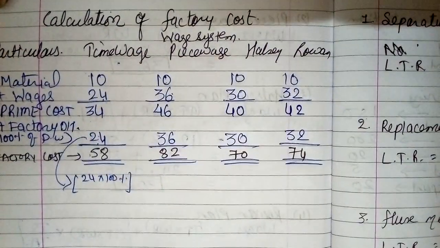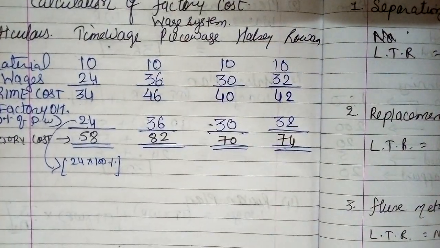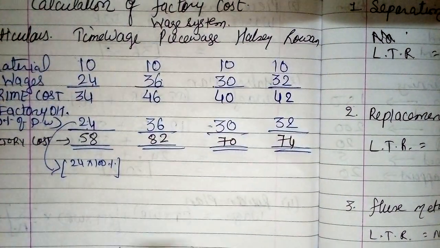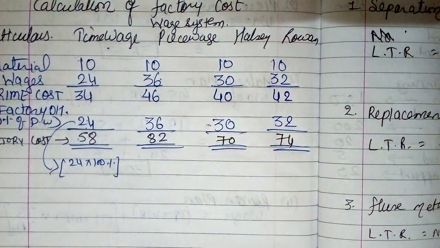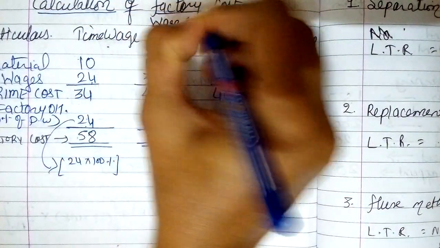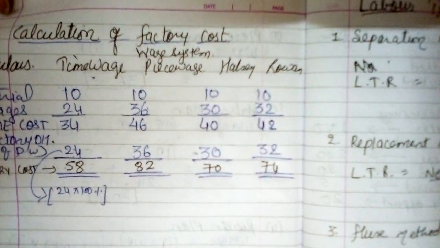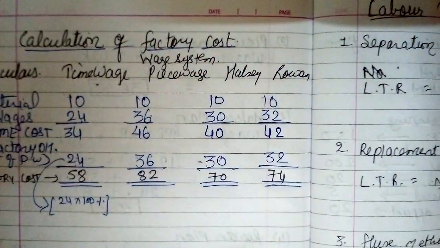Alright, so this is the calculation of factory cost. This is the ending of this method, calculation of factory cost. Now we are moving towards another method, randomly if you can calculate. So the next method would be the fourth method.